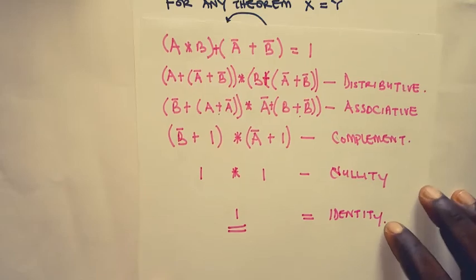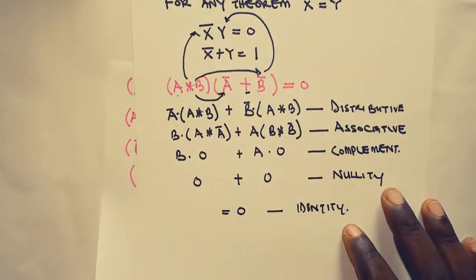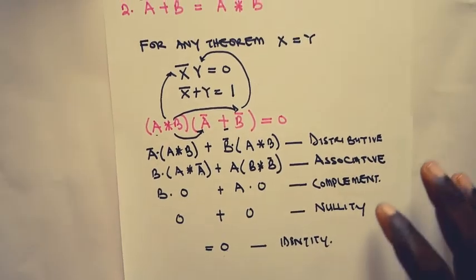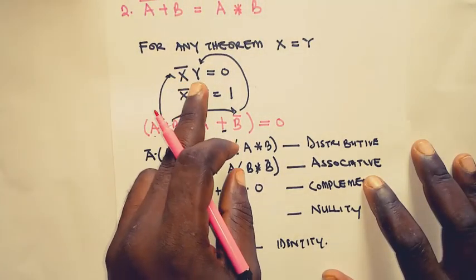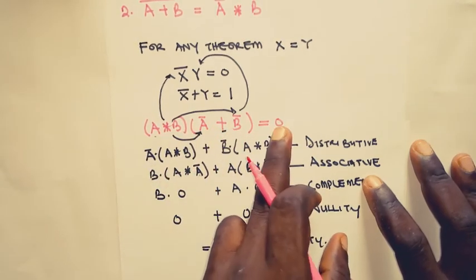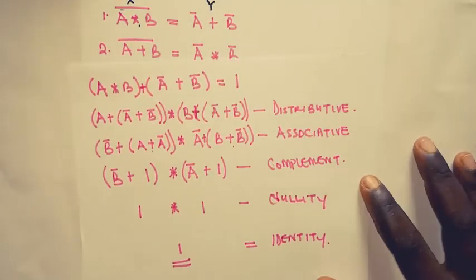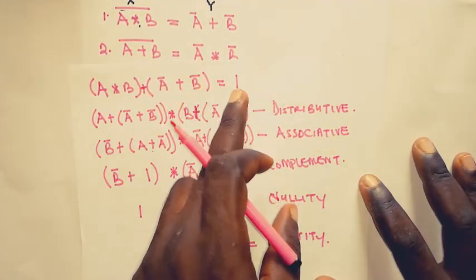So we have proven the two requirements to show that this part of De Morgan's theorem is true. We have seen that x bar times y is going to give us a 0, just as we have this multiplied by this to give us a 0, and we have proven it here. In the same vein, x bar plus y is going to give us 1, and we have shown that here.